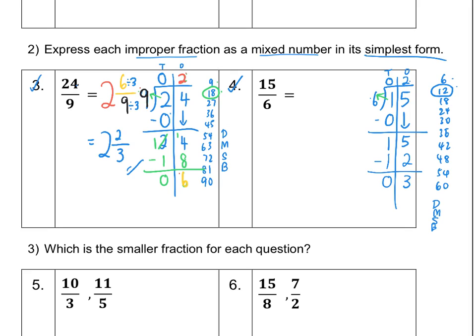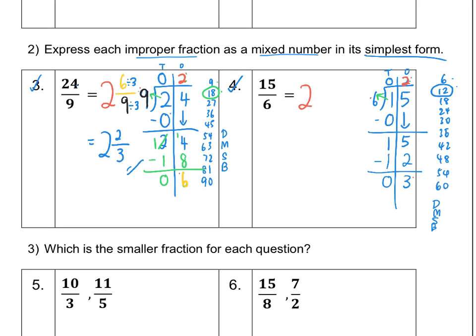So now I need to write it as a mixed number. A mixed number is made up of a whole number and a fraction. So what is the whole number? Do I choose the divisor, the remainder, or the quotient? The whole number is the quotient. So the whole number is 2 wholes. Now, moving on next. What should be the numerator?